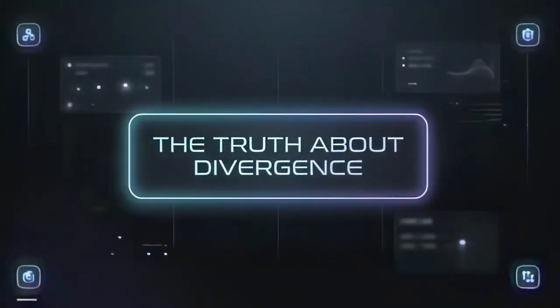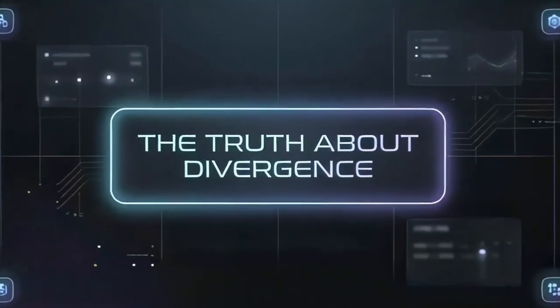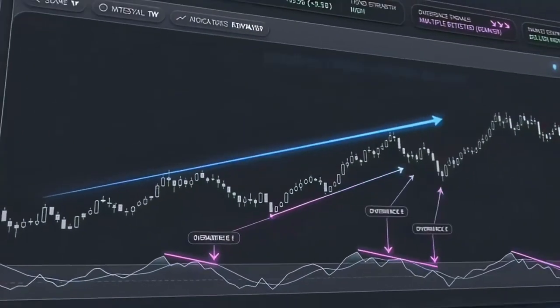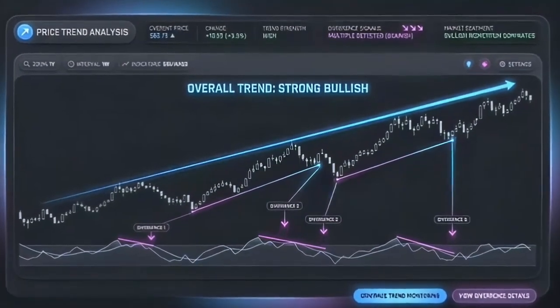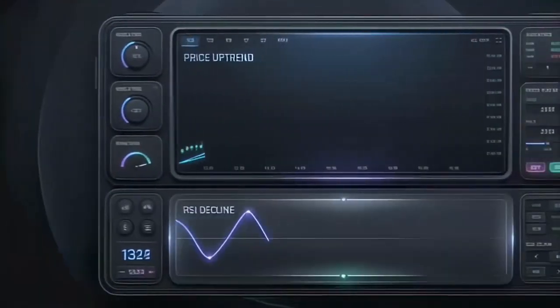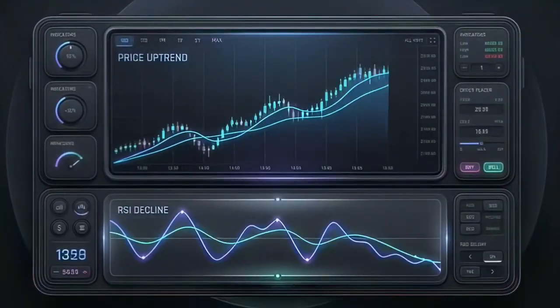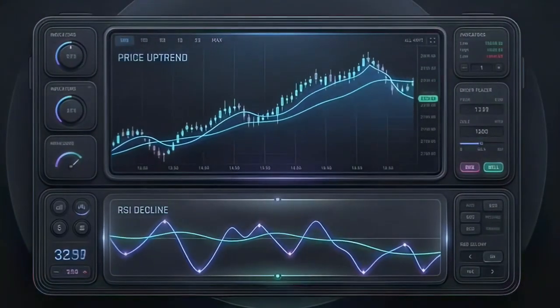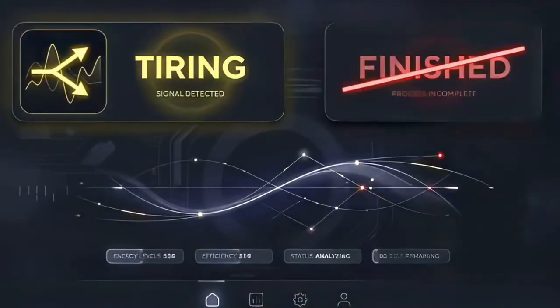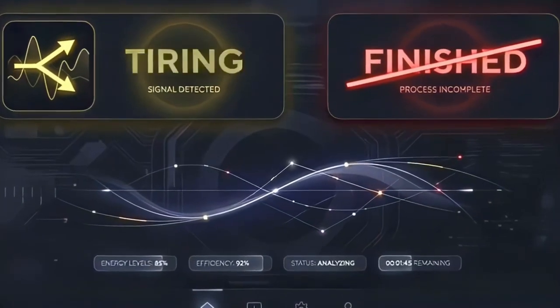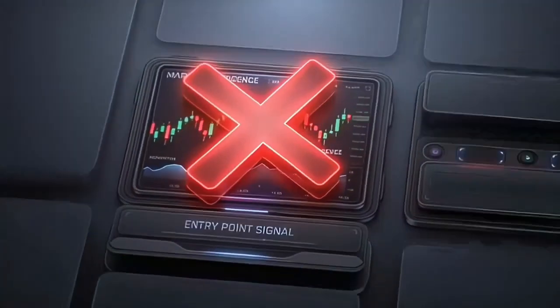And here is the honest part, which almost nobody says out loud. Divergence appears constantly, and most of it resolves in the direction of the existing trend. A strong uptrend prints weakening momentum for many hours and keeps climbing the entire time. Divergence tells you the move is tiring. It does not tell you the move is finished, and it never tells you when.